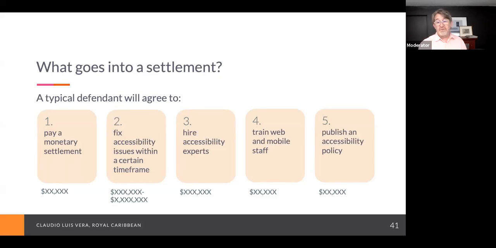And finally, one of the things that you're going to do is publish an accessibility policy. So you're going to publish a statement on your website that says, we are highly committed to improving the user experience for people with disabilities. And publishing that policy usually reflects some sort of real commitment from top management. So oftentimes the biggest hurdle to getting that policy published on the website is that you have to get that buy-in from top management.